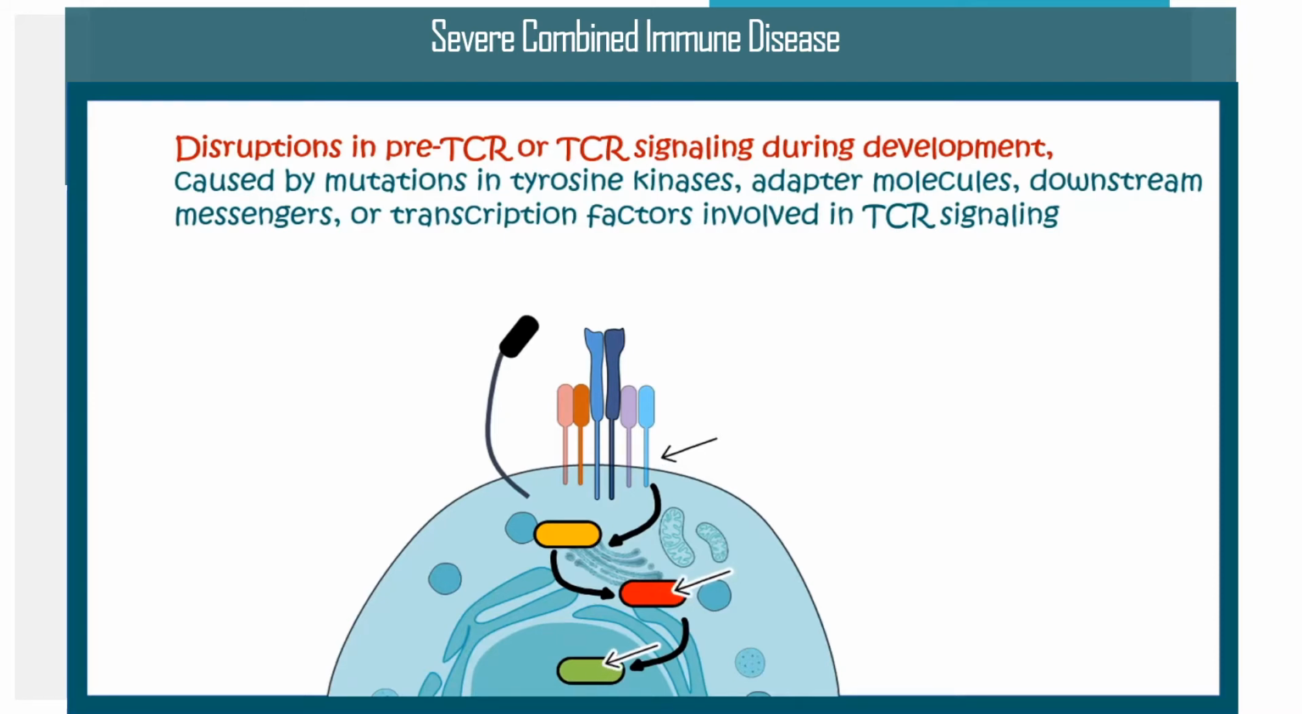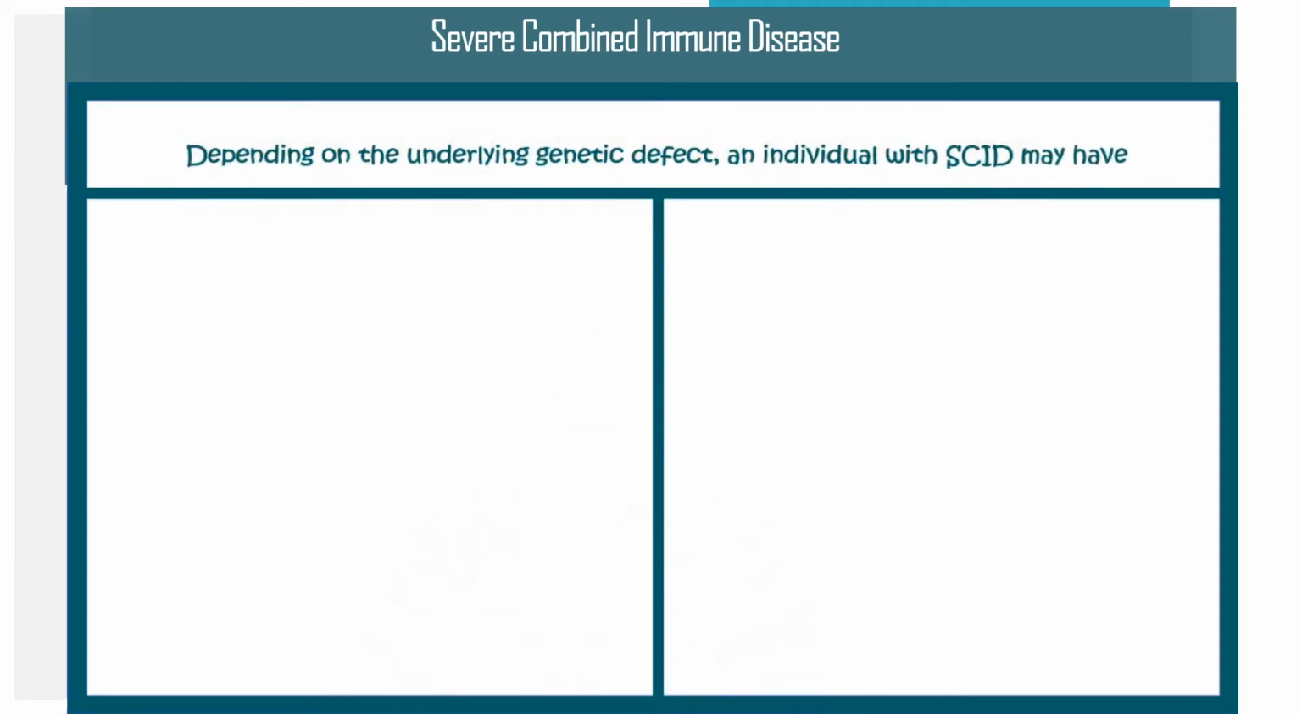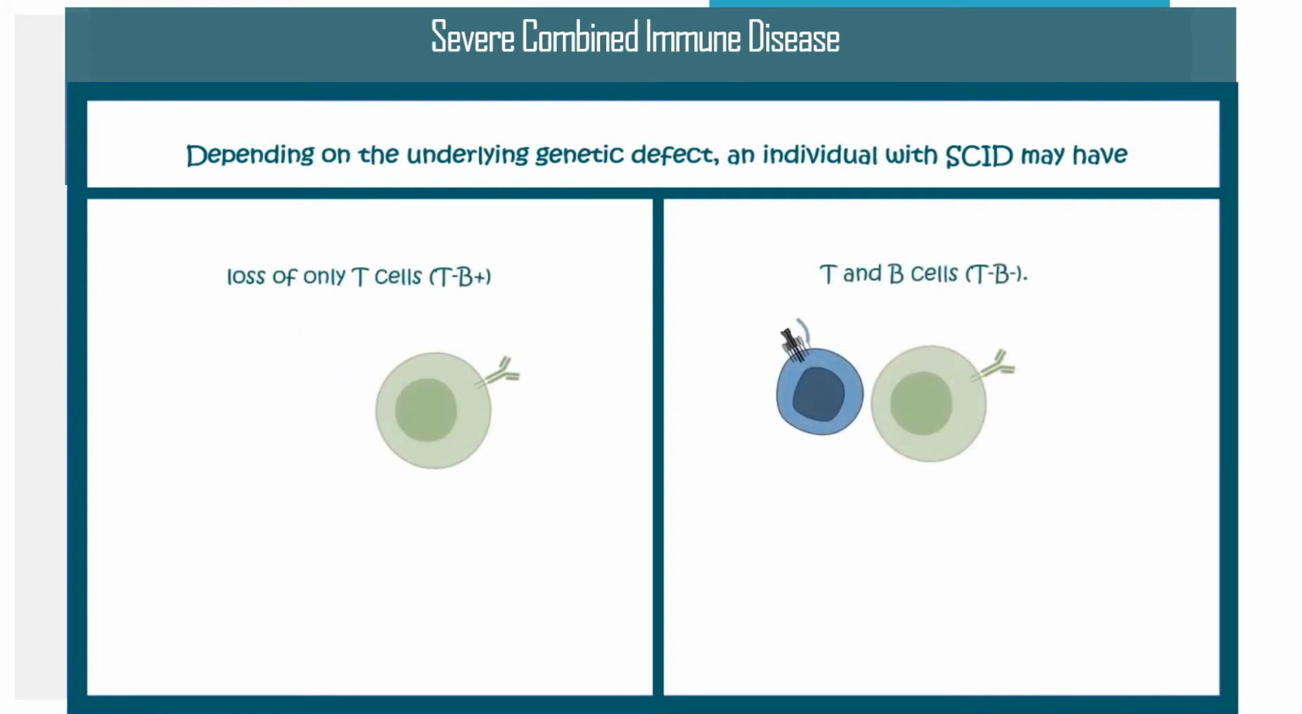Now SCID is not caused by one particular reason; there could be a plethora of reasons whose end result is SCID. Depending upon the underlying genetic factor, an individual with SCID might have total loss of T and B cells, or it might have loss of only T cells but B cells are present.